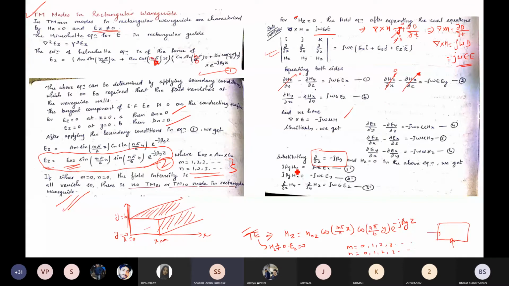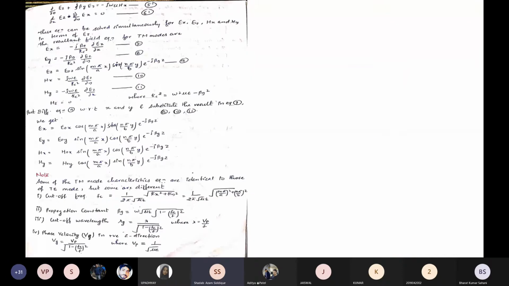All these can be solved similarly to what we solved previously. We have Hy, Ex, and another equation Hx, Ey. Both equations can be solved simultaneously, and we'll get Ex, Ey, Ez, Hx, Hy. All these we have got, but in terms of Ez. So we can substitute Ez.